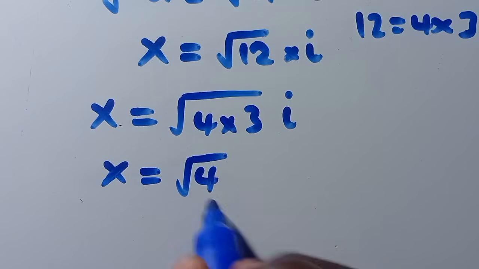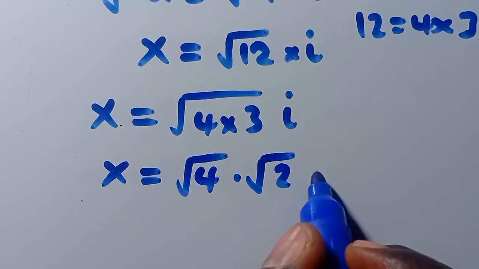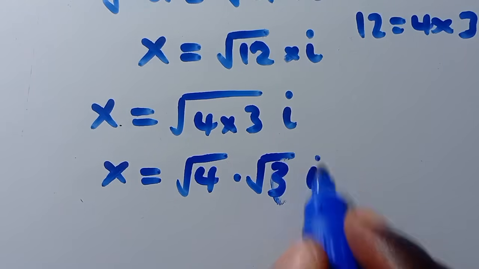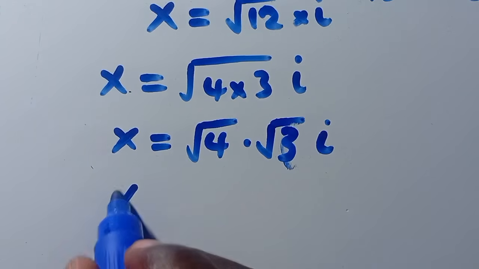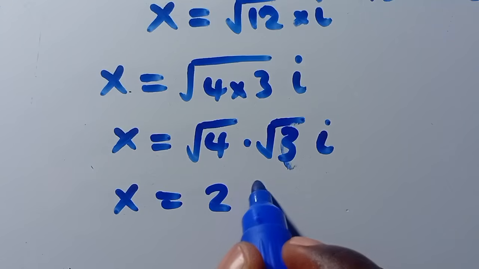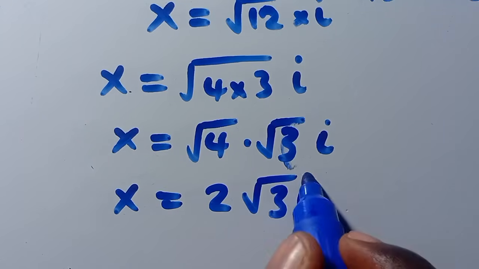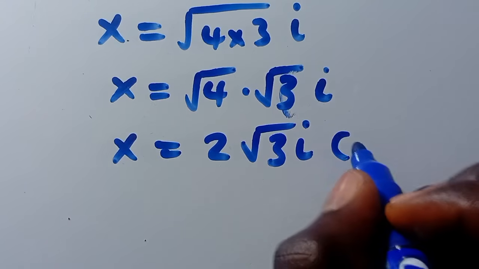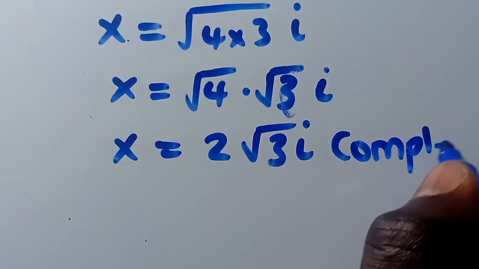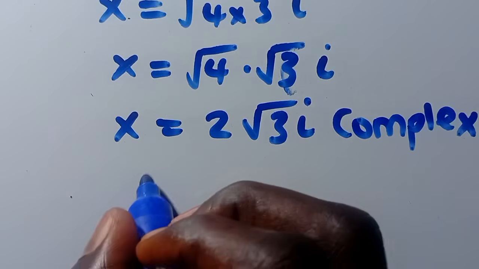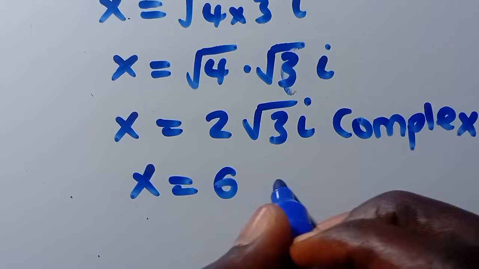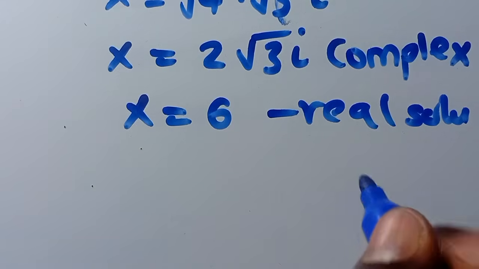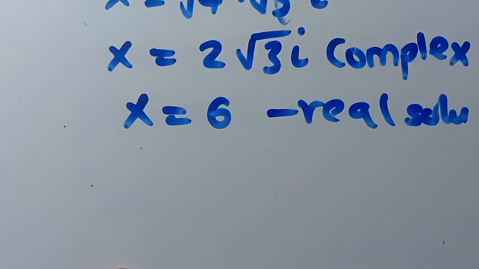So we have x = root 4 times root 3 times i. 4 is a perfect square, so it gives 2 multiplied by root 3 i. So we have this to be a complex solution because of i, while we have x = 6 to be the real solution. So this is the final answer for the value of x.